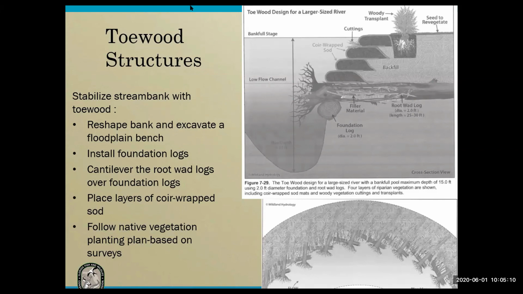And basically what goes into that is you can see the cross section here on top. We gather the wood material and lay down foundation logs followed by root wads and logs, and then use coir wrap sod and follow a native vegetation plan. And just 2 more slides here. So I think I'm getting towards the end of my time.